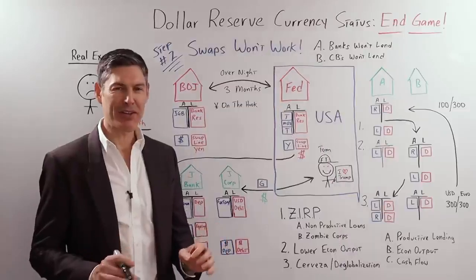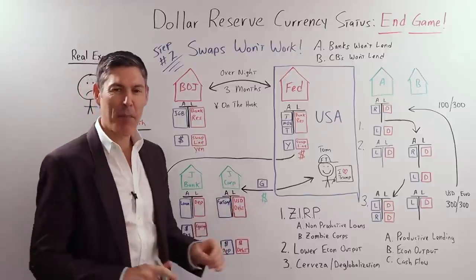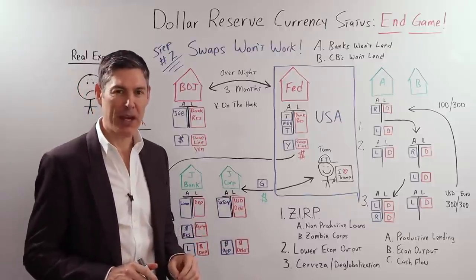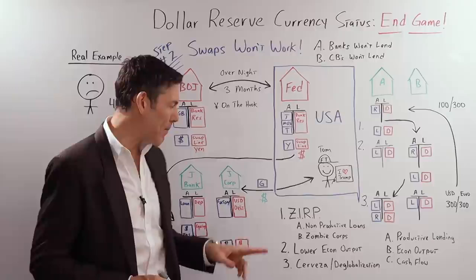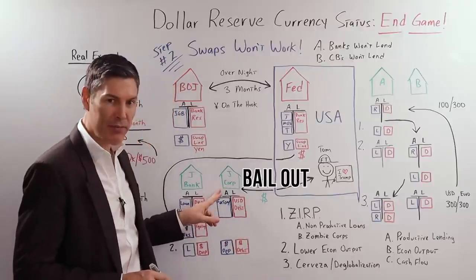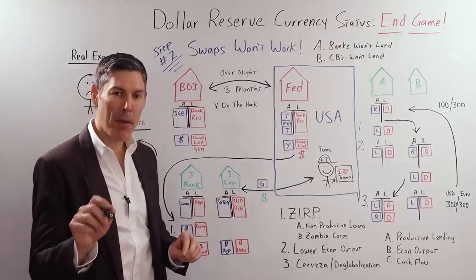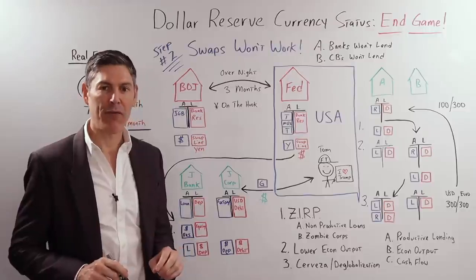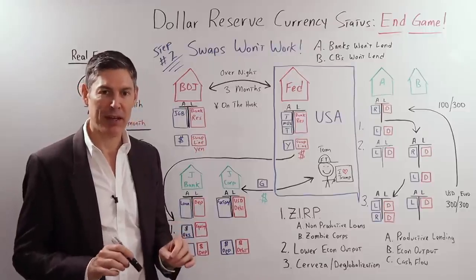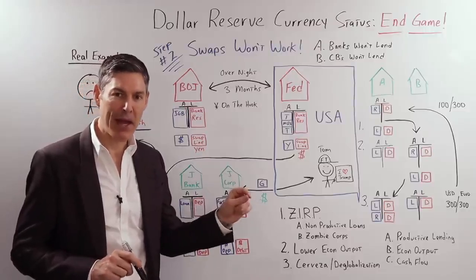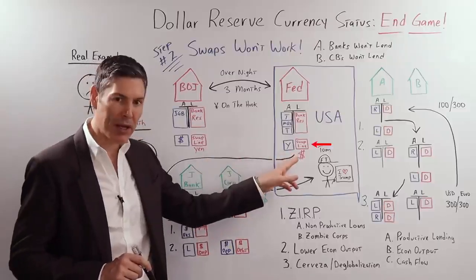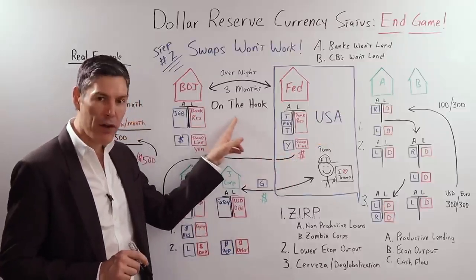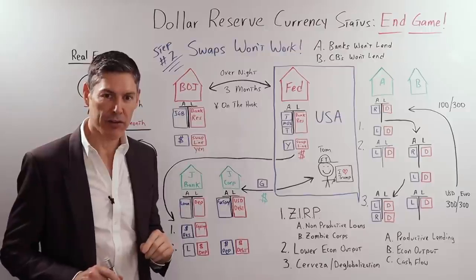And you may be saying to yourself, yeah, George, I get it, but wouldn't the central bank, the Bank of Japan, just come in and bail out the corporation? But remember, back in step number 1, when we read from the Fed's website, they said the central bank that took out the swap line initially was on the hook for the dollars.